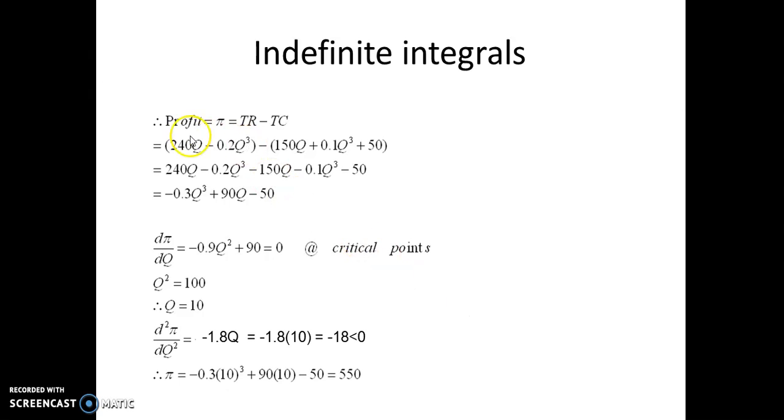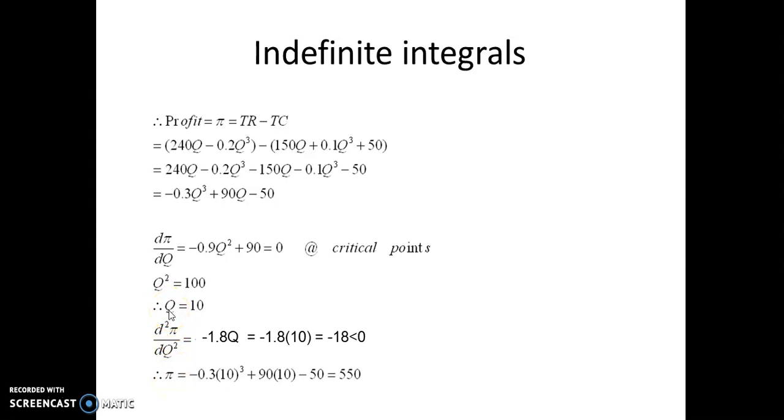Now, you need to find profit. So therefore, it is your total revenue minus your total cost. There's your total revenue function. There's your total cost function. So therefore, you're going to get your profit function by saying total revenue minus total cost. Remember, you need to distribute that negative, so all these signs change, and you get your profit function. Now, in order to determine what that profit is, we need to determine Q.